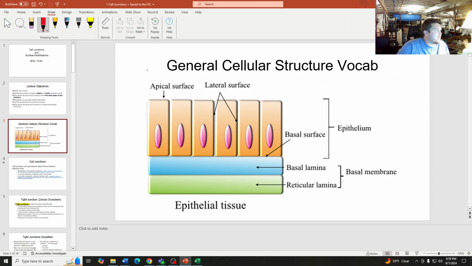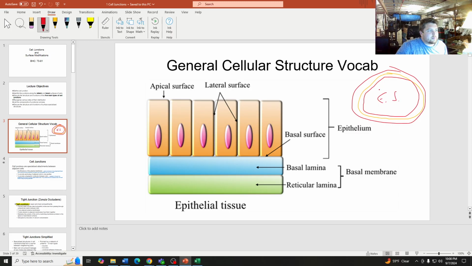So if we were to take a part of the intestines, the long part of the intestines, cut it and look straight down into it, the deeper layer is going to be our reticular lamina. Then we'll have our basal lamina, and then we have our epithelial cells inside of that, and that's the empty space where stuff is passing through.